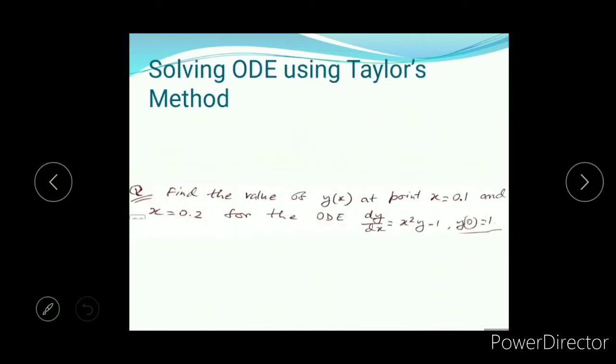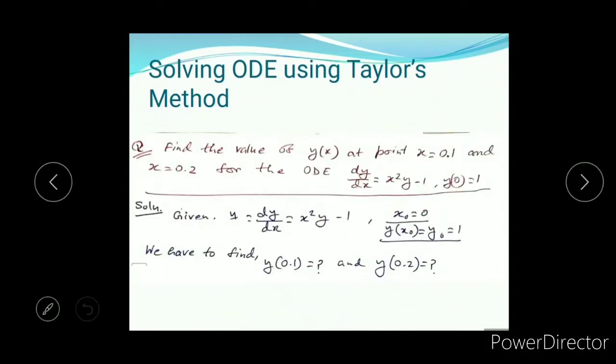So let us check this thing with an example. Now here, find the value of y(x) at point x equals 0.1 and x equals 0.2 for the ordinary differential equation dy/dx equals x squared y minus 1, where y(0) equals 1. So this is our question. Now let us go to the solution.